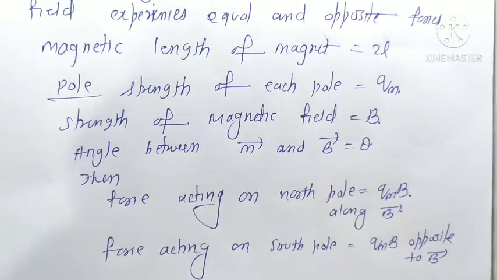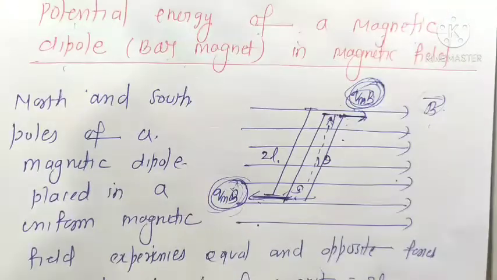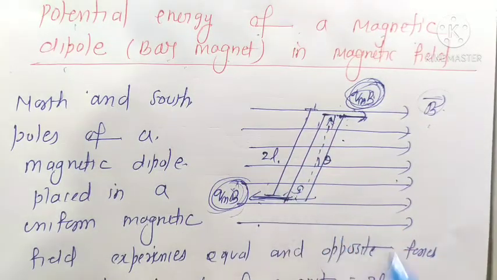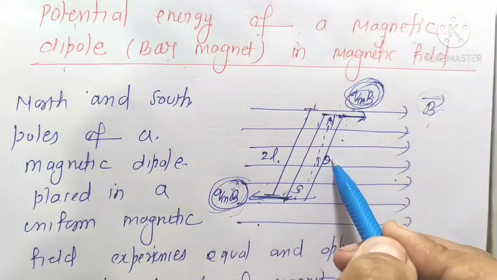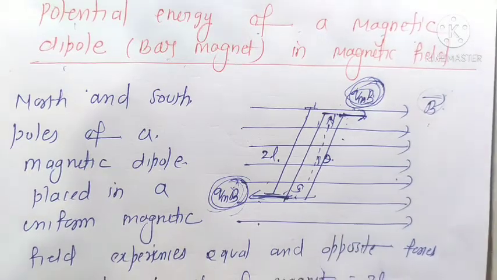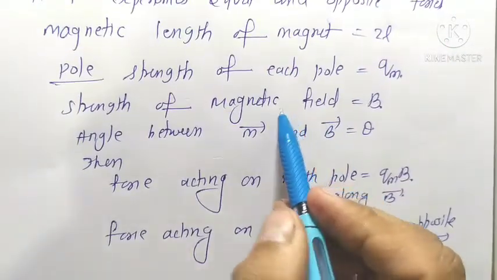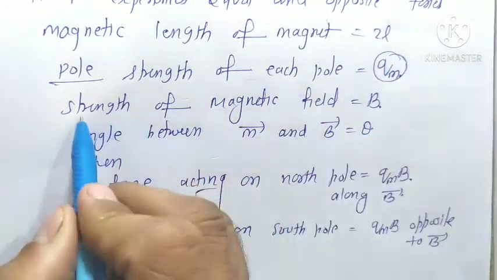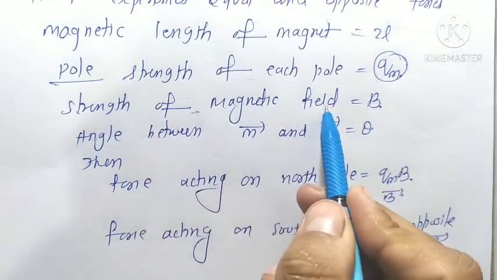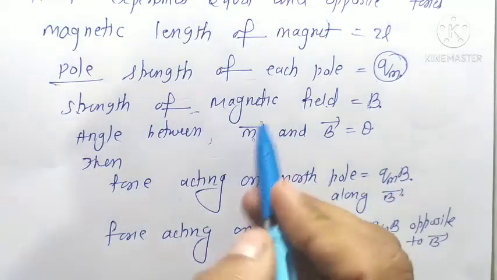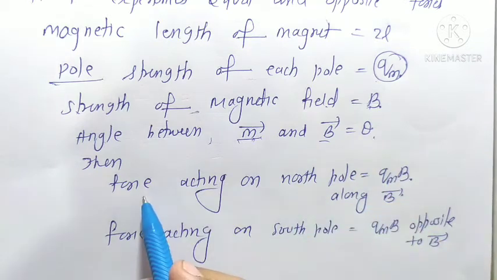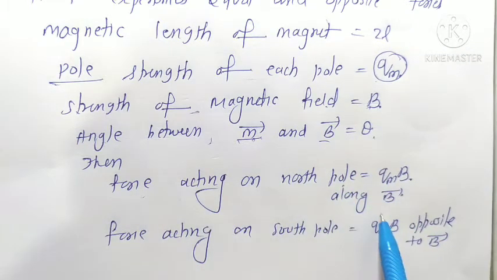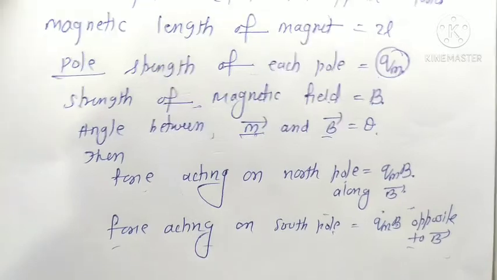So here the magnetic length of the magnet is 2L, and this magnetic moment makes an angle theta with this uniform magnetic field. The pole strength of each pole is QM, the strength of the magnetic field is B, and the angle between magnetic moment and B is theta. So the force acting on the north pole is QMB along the direction of the magnetic field, and the force acting on the south pole is QMB opposite to the direction of the magnetic field. Now we have to find the work done here.